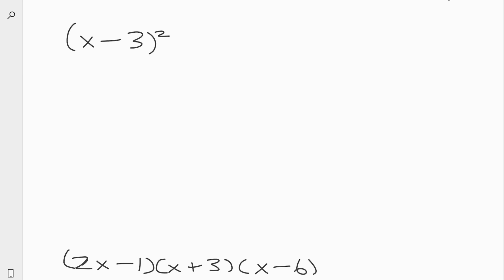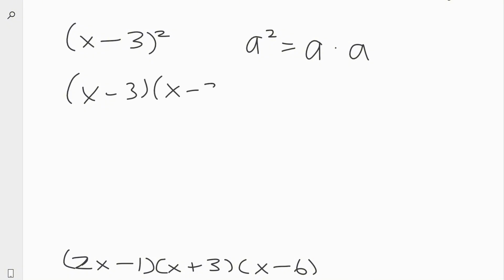Now, a common problem a textbook might give you is x minus 3 squared. Now, this is not in the form we usually see when we do a FOIL problem. But I just want to remind you, anything squared is just itself multiplied twice. So this would just be x minus 3 times x minus 3. And you can just apply FOIL here. And I'm sure that it won't be that hard.